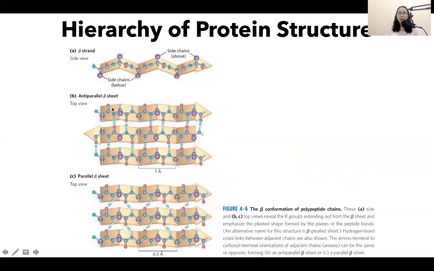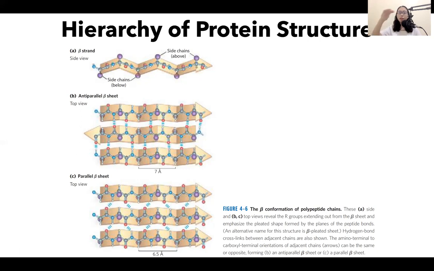And you will see that this will lead to a linear orientation of your side chains, the peptide backbone, and the side chains of the amino acids. Some of them are above the plane of the peptide backbone, and some of them are below the plane of the peptide backbone. In fact, they are alternating.